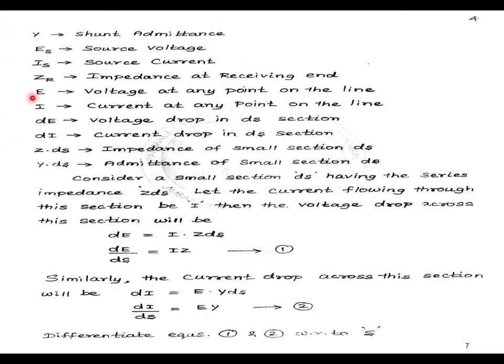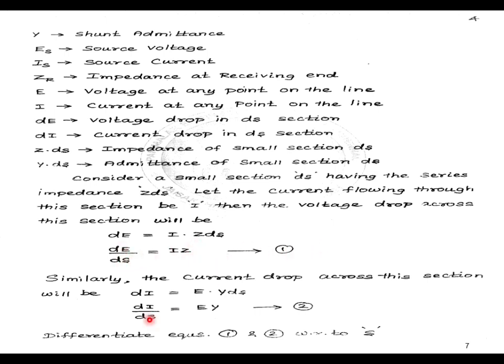And ES is the source voltage, and IS is the source current. Okay, ZDS is the impedance of the small section, and YDS is the admittance of the small section. Now consider a small section DS having series impedance ZDS, and let a current I flow through this section. The voltage drop across this section we can write as DE equals I into ZDS. So DE divided by DS equals I into Z. This is equation number 1.